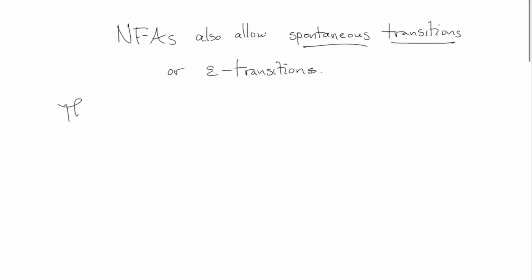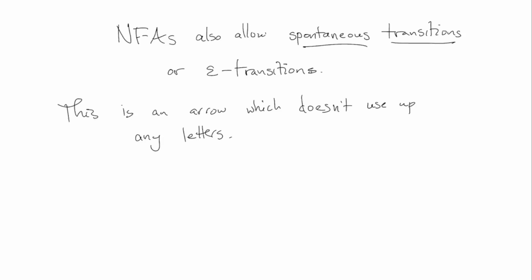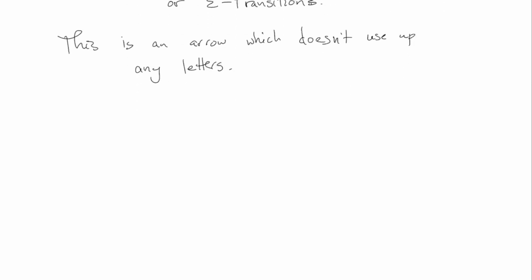This is an arrow on the diagram which doesn't use up any letter. Usually when you follow an A arrow, that means you read an A from the string. But an epsilon transition is one in which you can follow that arrow without doing anything to the string. In the diagram, it just looks like an arrow that's labeled with an epsilon.